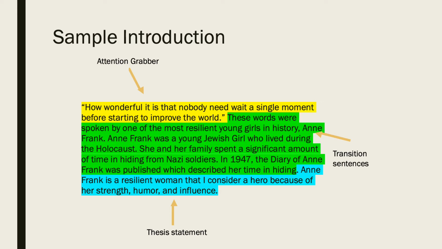Anne Frank is a resilient woman that I consider a hero because. That, for this assignment, is too short for an introduction, and it also doesn't give any background knowledge. If the reader didn't know who Anne Frank was, they still wouldn't know unless they read the transition sentences. So the transition sentences here give some background so that the reader understands where we're going with this introduction.